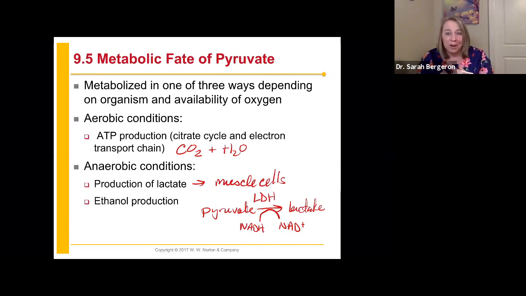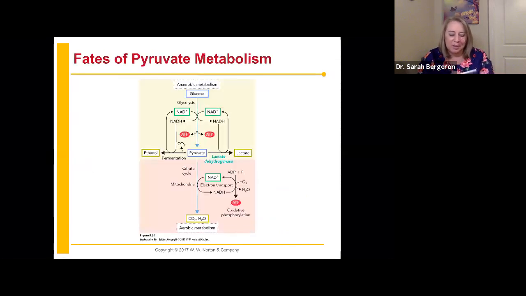Or you could go the route of Saccharomyces cerevisiae, and you can convert pyruvate into CO2 and ethanol. And so that's how we make beer. And I'll tell you in a little bit more detail how that works. So what are our kind of fates of pyruvate in this sort of a diagram, right? So we're going through anaerobic here.